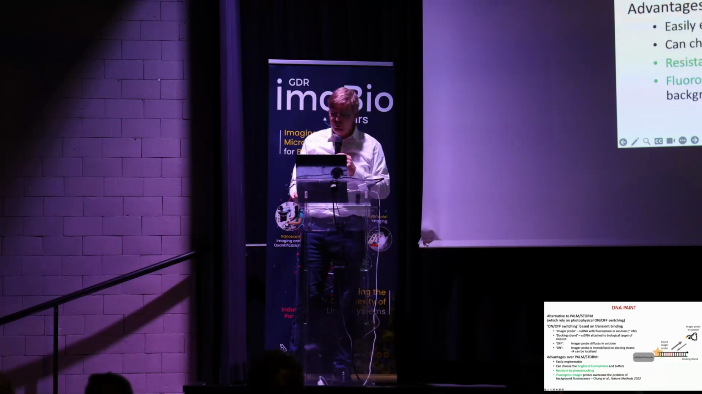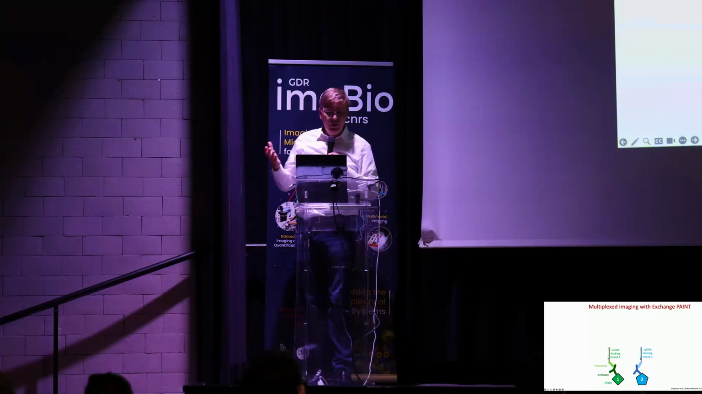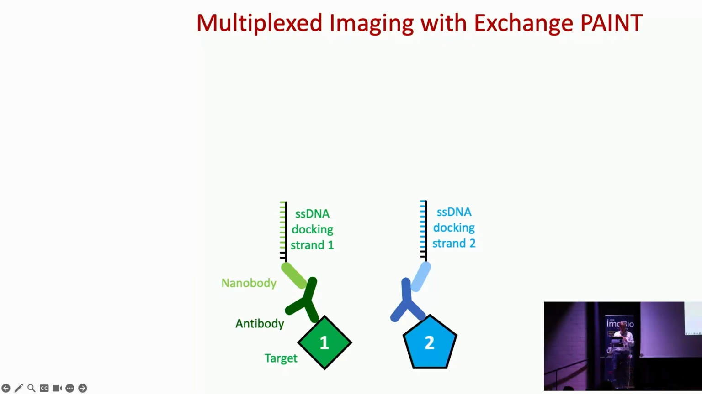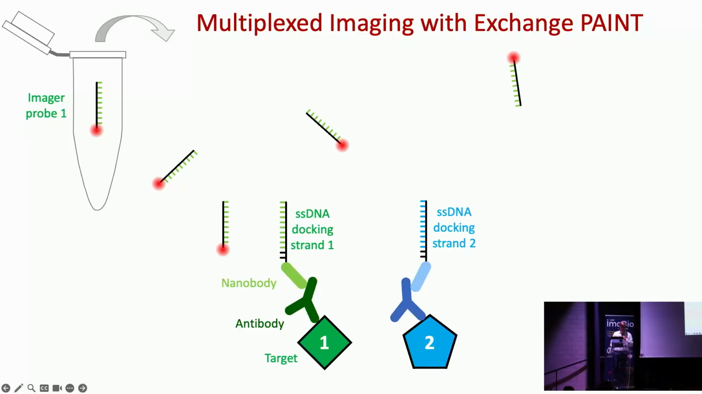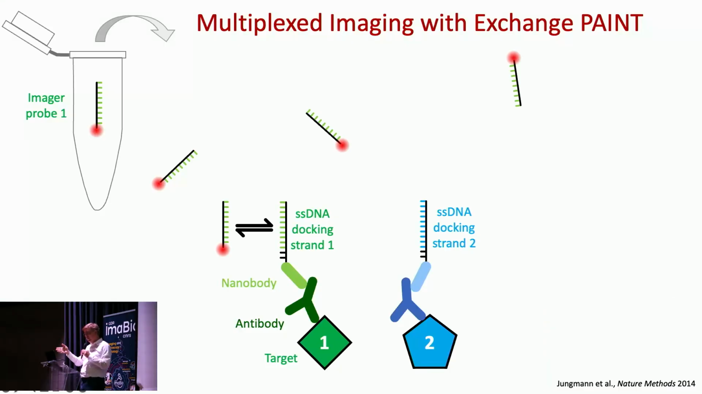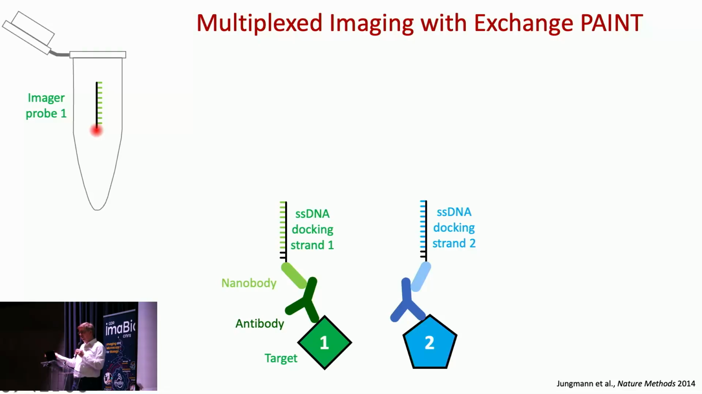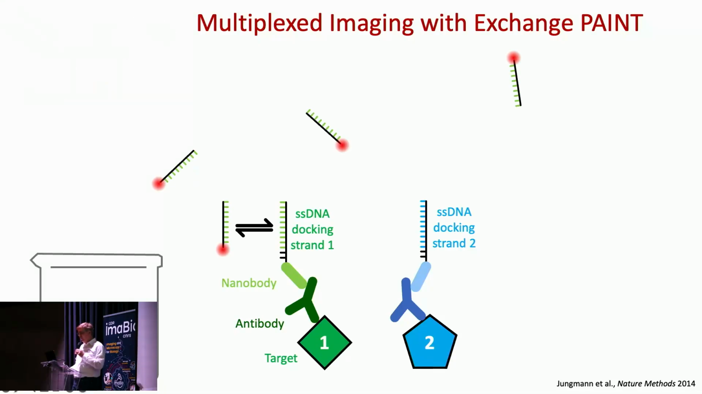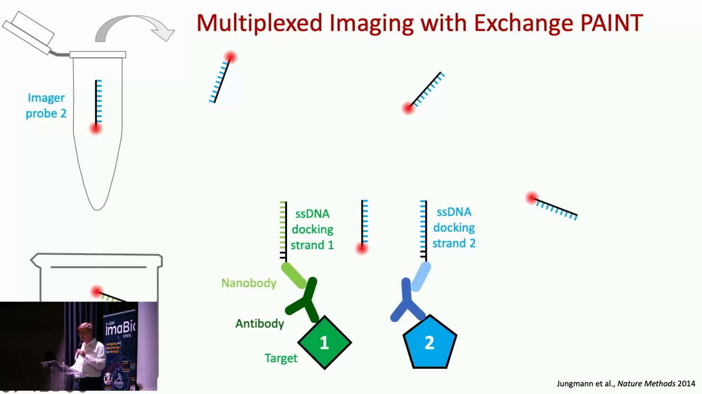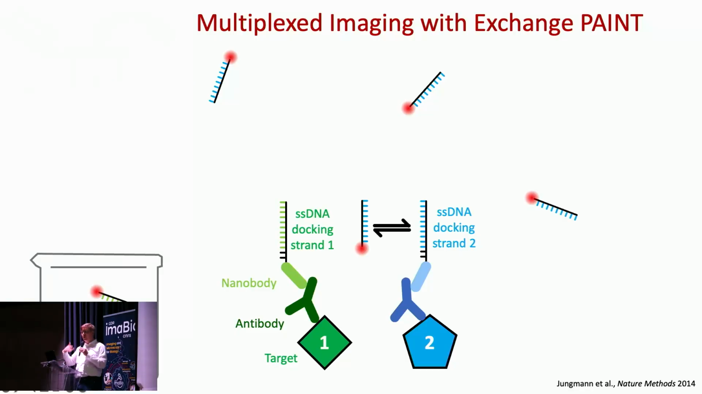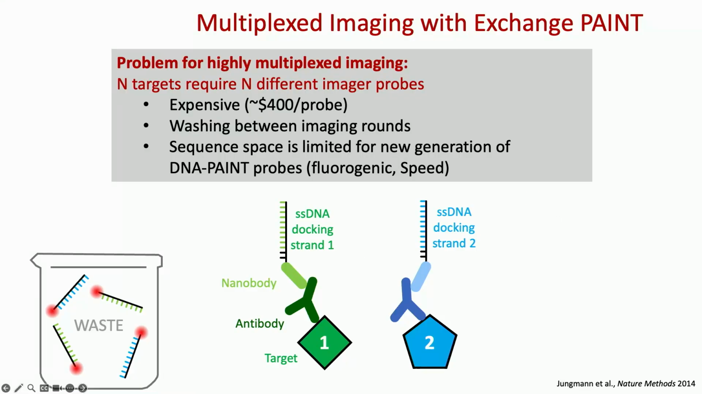So now, how can we do multicolor with DNA-PAINT? It's quite straightforward. It's called Exchange-PAINT, right? So you just have orthogonal single-stranded DNA docking strands here. So you come in with an imager probe. It will transiently bind to one of the docking strands, but not the other one, because that's not a complementary sequence. And when you're done imaging that, you wash it out, and you come in with the next imager probe, and that will now bind to the next target, and then you can do that to a third, a fourth, a fifth, 10th target. So this is a great concept.